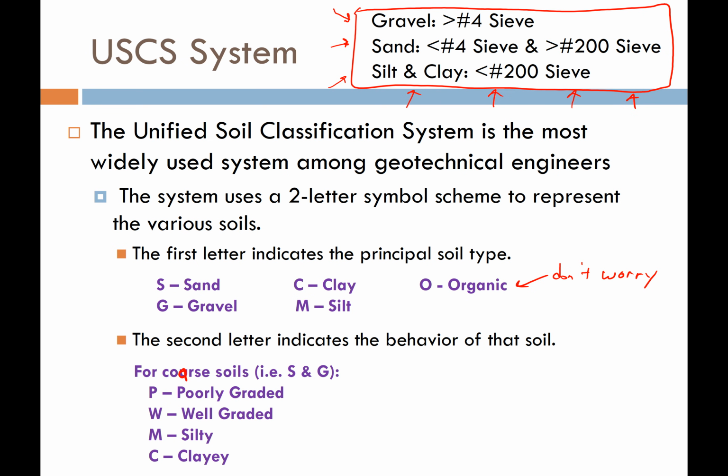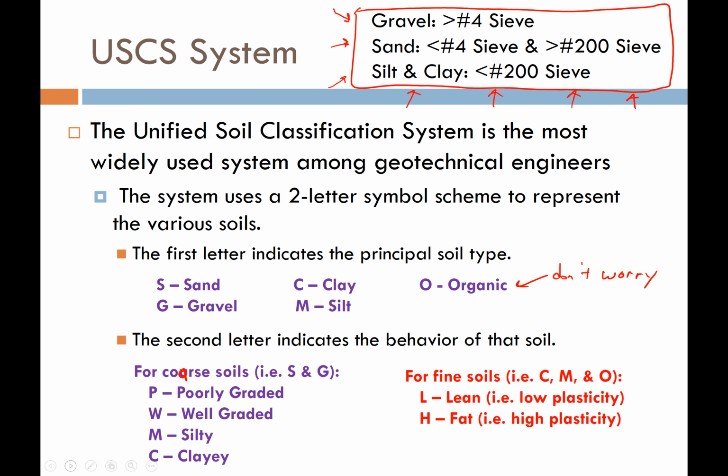If your gradation curve is poorly graded, then you would use P. If your gradation comes out to be well graded, it's a W. If it's silty, it's M. If it's clayey, it's C. If you have fine-grained soils, if it's a C, M, or O for your first letter, then L, the technical term is lean, but I like to think of it as low plasticity. And H is what we call fat, or high plasticity.